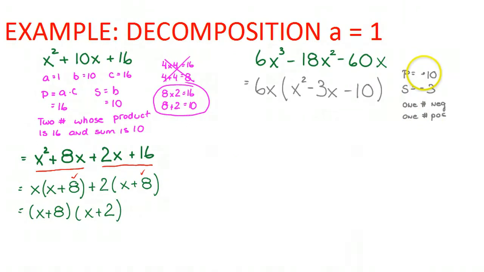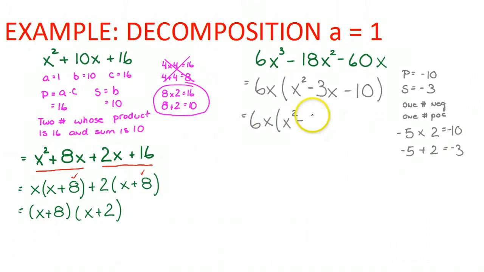So let's just take some values. Well, I know two numbers that multiply to give me 10 are 5 and 2. So the question is, which one do I make negative? Since the sum is negative, I'll make 5 negative. So they, of course, multiply to give me negative 10. And look at that, negative 5 plus 2 is negative 3. So therefore, I can now decompose this: x squared minus 5x plus 2x minus 10.